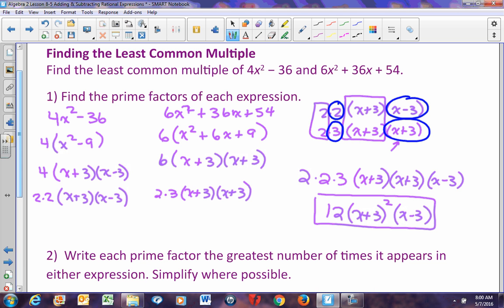Okay, so you take it, you factor it, you find out what they have in common, group what they have in common, and take one of each one of those things. Everything they don't have in common, take one of those as well.